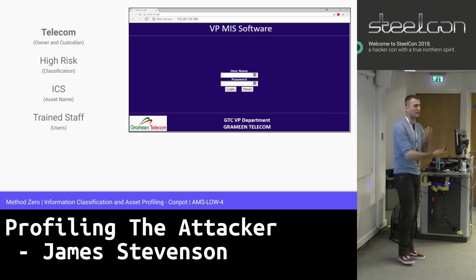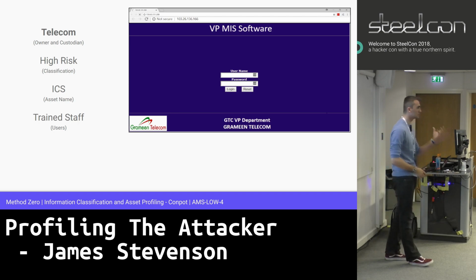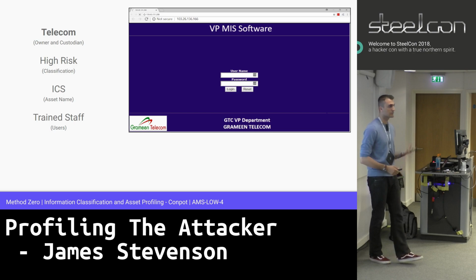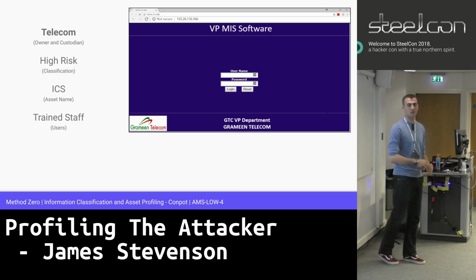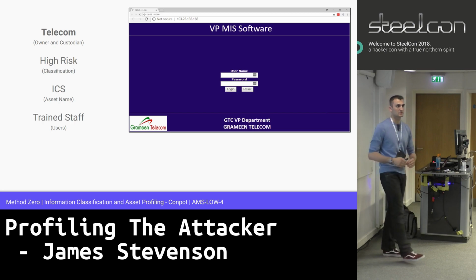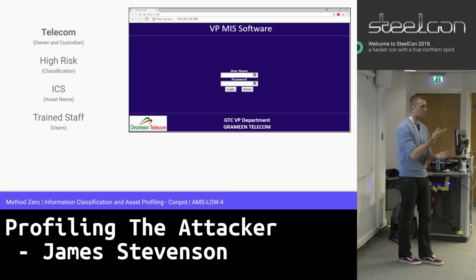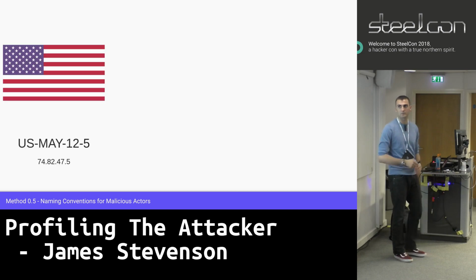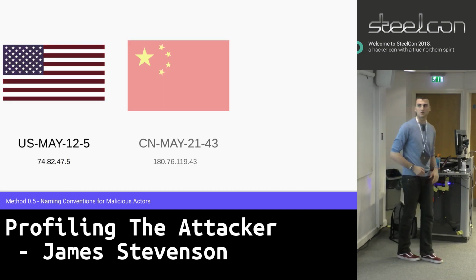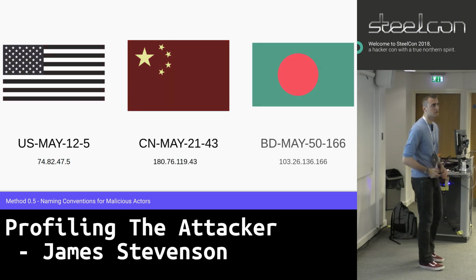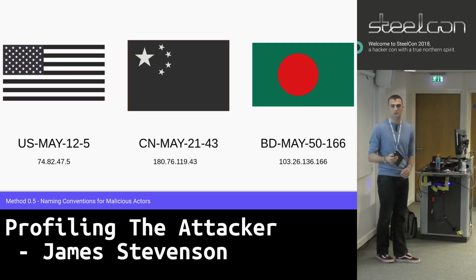So there we have our 3 main assets. We've got our Feedback Systems Elasticsearch asset, we've got our tech.blog blogging website asset, and we've got our telecommunications industrial control system asset. As well as these 3 main assets, we also have 3 main malicious actors. We have a malicious actor from the US, a malicious actor from China, and a malicious actor from Bangladesh.